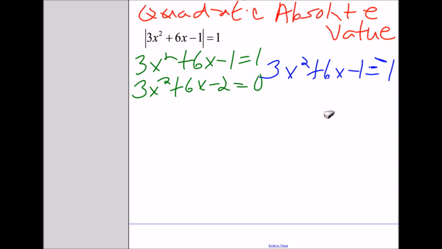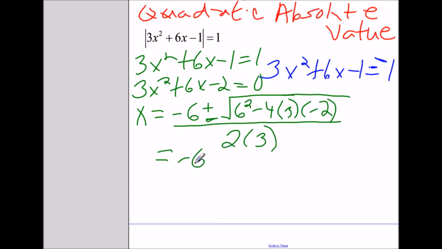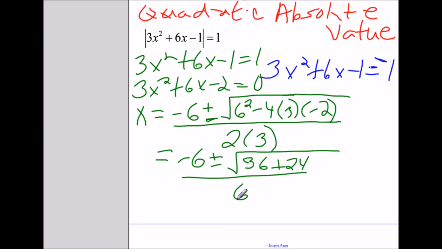So here we go. I've got x. Oh, turn my pen back on. x equals negative b plus or minus the square root of b squared minus 4ac all over 2a. Negative 6 plus or minus the square root of 36 plus 24 all over 6.